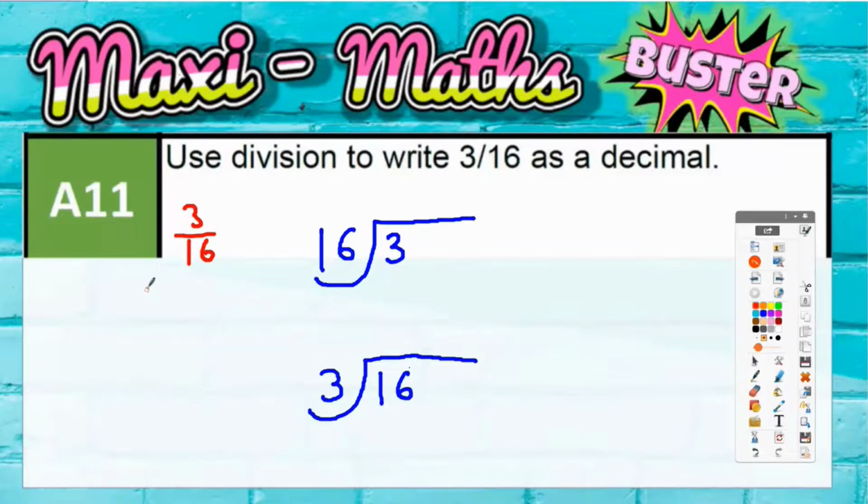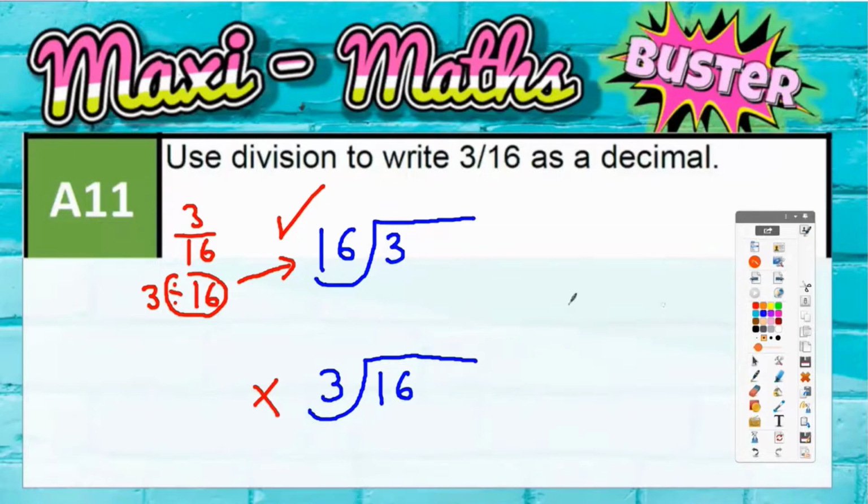Well, this 3/16 means 3 divided by 16. And the number you're dividing by always goes in front of the bus stop method. So this top version is the correct way, the bottom version is the incorrect way. We are going to do both just to see what happens if you do accidentally do it the wrong way around. So here we go.